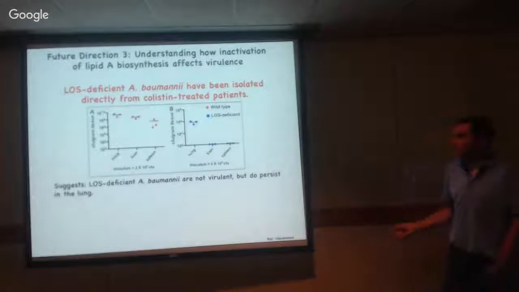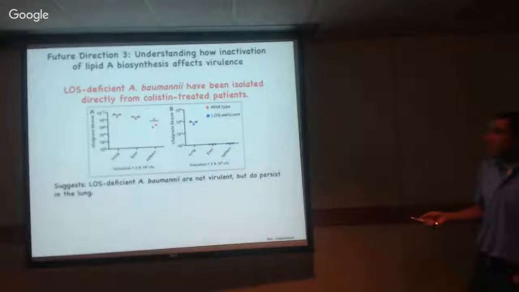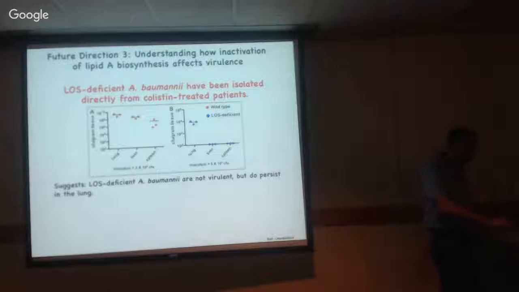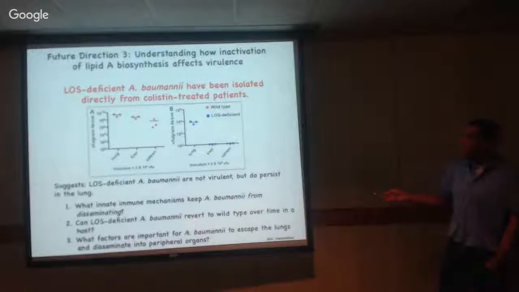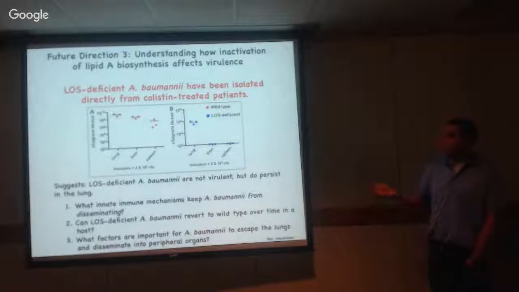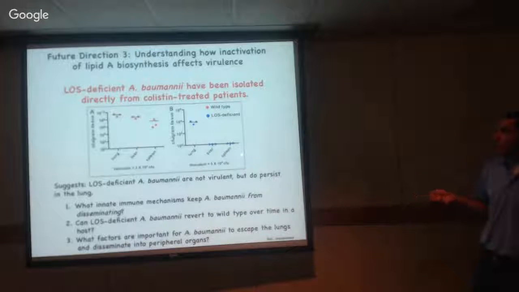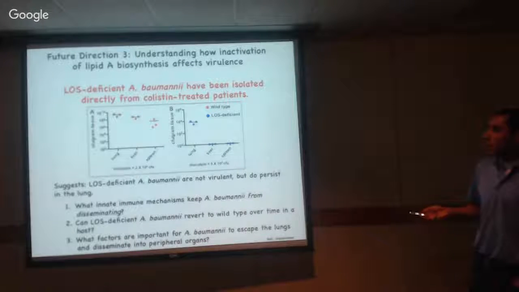This suggests that LOS deficient Acinetobacter are not virulent, but do persist in the lung over time. These mice, when you treat them with the LOS deficient bacteria, they don't get sick. These mice get very, very sick, and by 48 hours, they need to be sacrificed because they're not doing well. These mice don't get sick at all. So it suggests that wild type is virulent, but the LOS deficient ones are not.